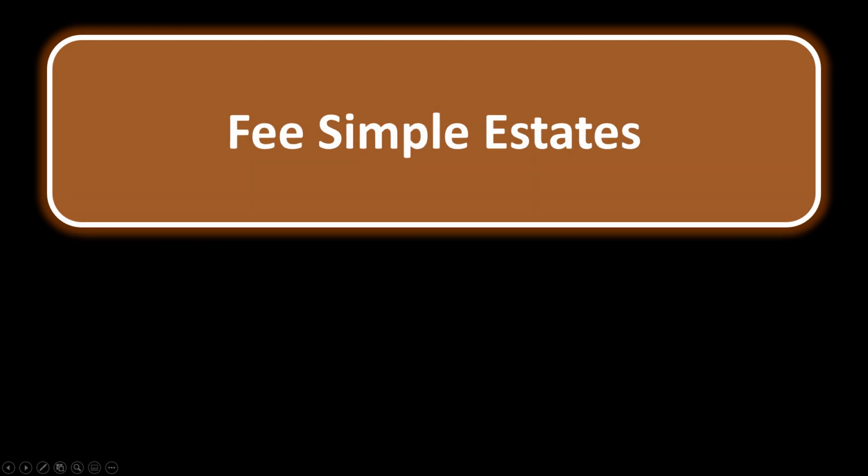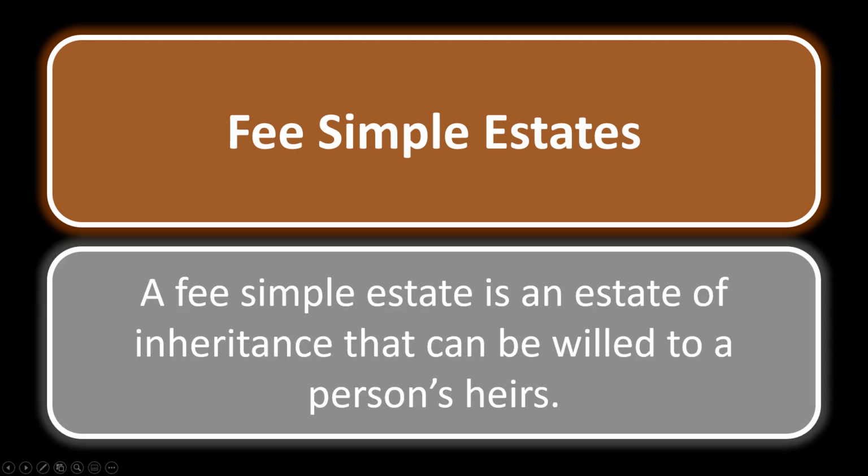Fee simple estates. So fee simple estates, you really need to know about this. This falls under a freehold estate, because remember, under freehold, we have fee simple estates, but we also have life estate. Well, fee simple is categorized into fee simple absolute and fee simple defeasible. Now, what do these have in common? Well, they're estates of inheritance that you're able to will to a person's heirs. So you actually have the ability to will your property, devise your property. Whereas with a life estate, you are unable to devise the property.